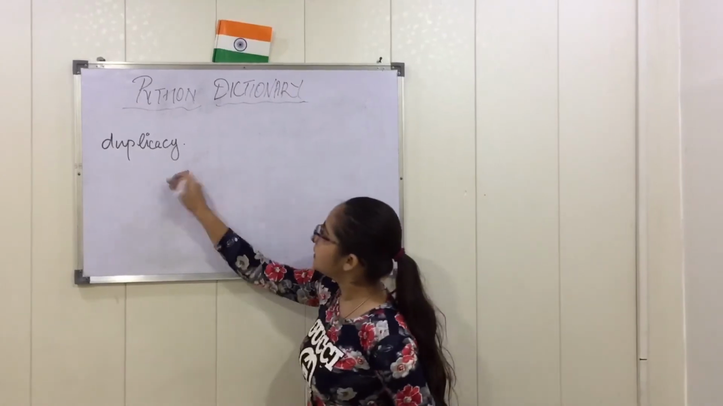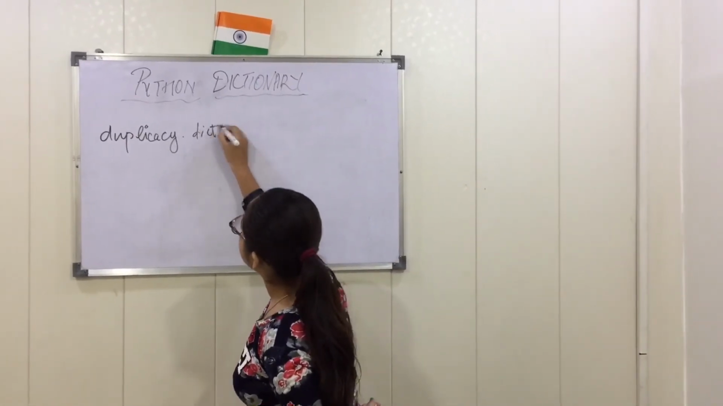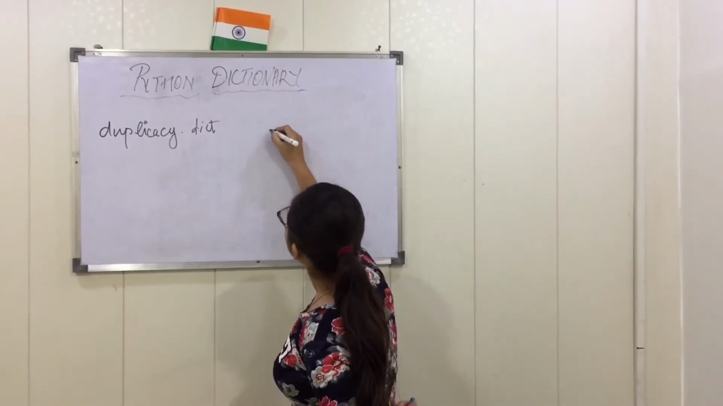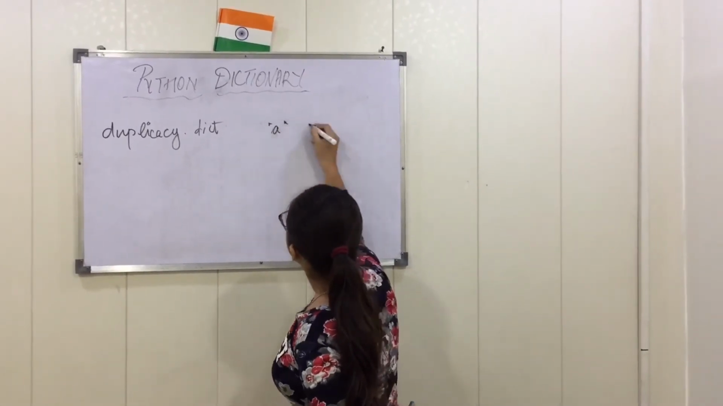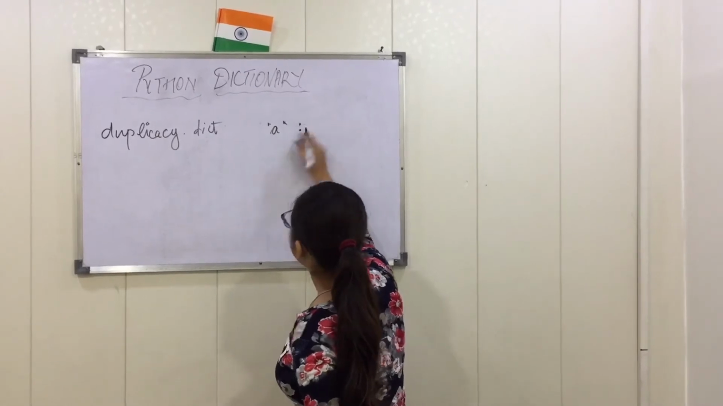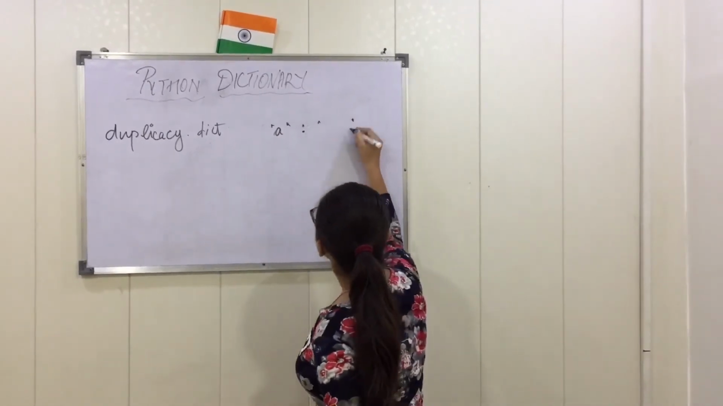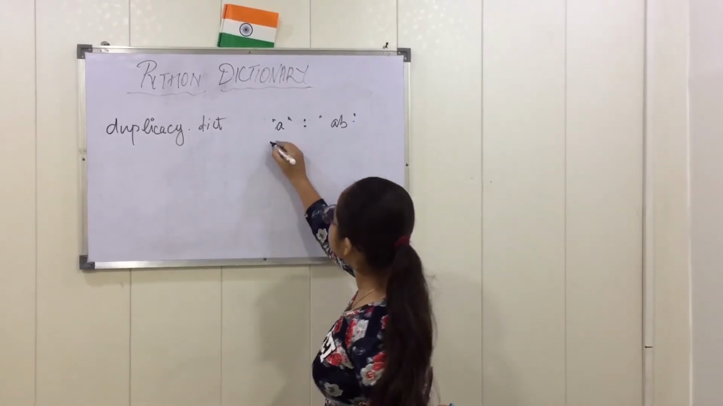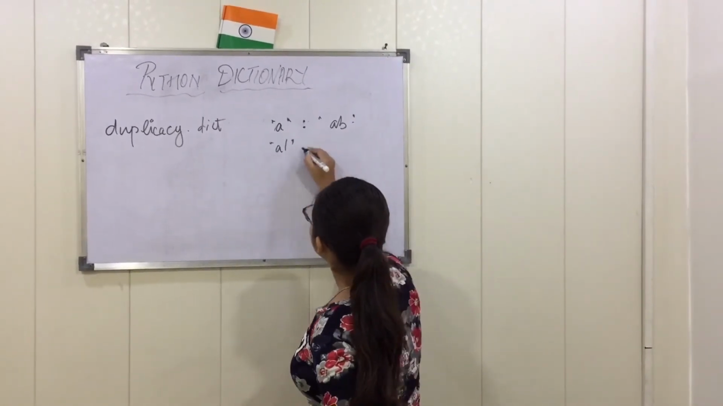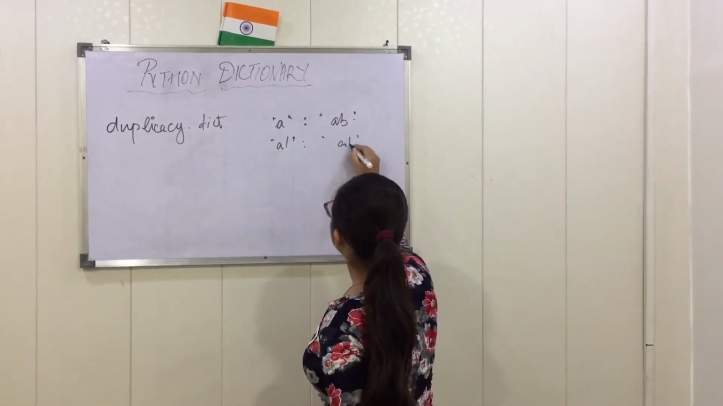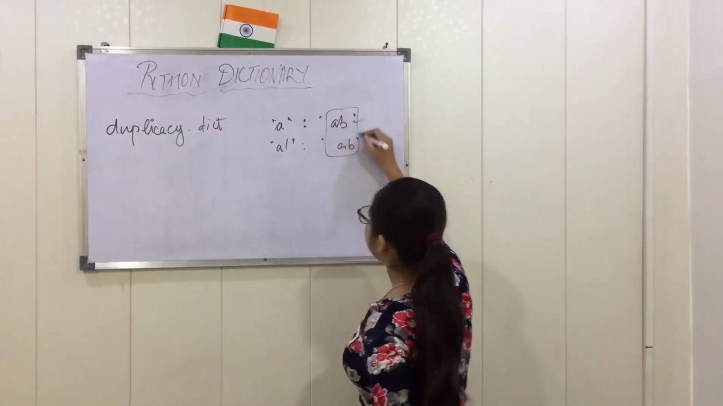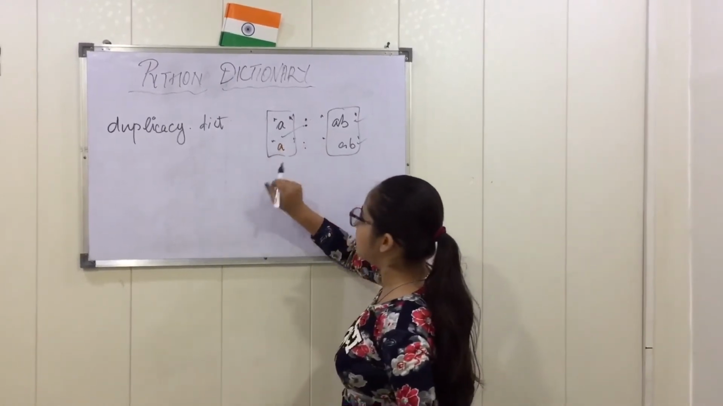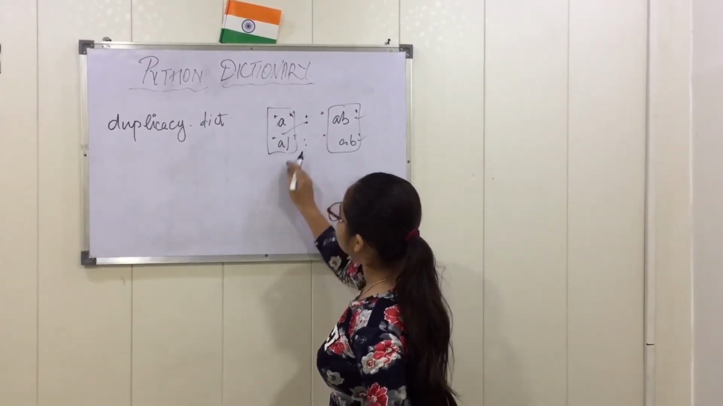In dictionaries, duplicacy is not allowed. Suppose I have taken the data key A and its value is AB. Suppose I take a second entry, A1, and this is also AB. The value can be duplicated, but a duplicated key will not be accepted. So this should be a different one.